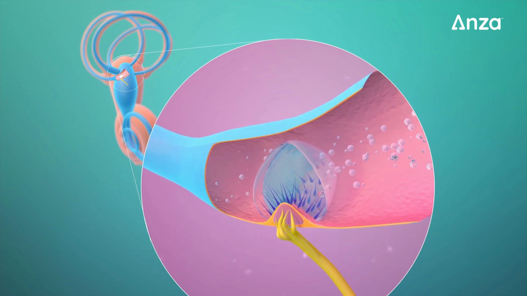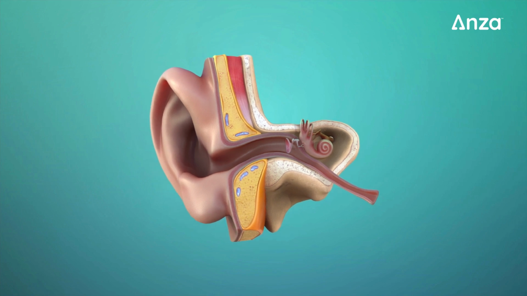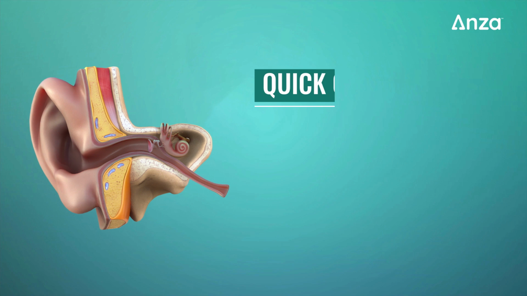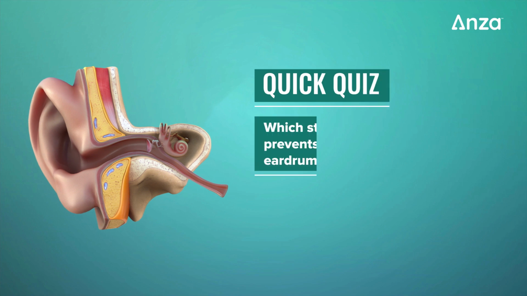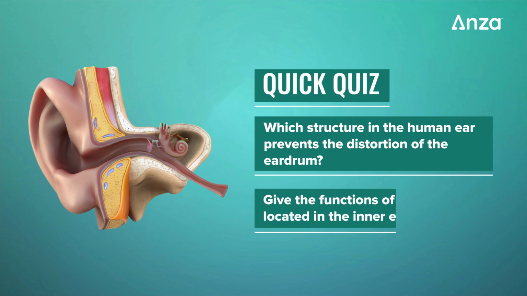That is it for our class today. We have looked at the various structures of the human ear and their functions. Now, can you state, number 1, which structure in the human ear prevents the distortion of the eardrum? Number 2, can you give the functions of the three cavities located in the inner ear?